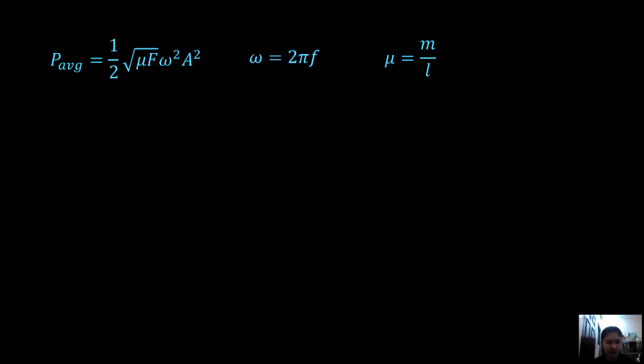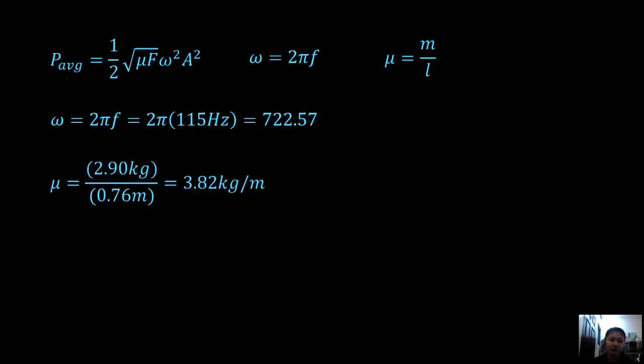So the omega would be equal to 2 pi multiplied by the frequency, and the frequency is 115 Hz, and calculating that, we would get 722.57 Hz. And for the mu, we know that it is mass divided by length. So the mass of the piano wire, which is given in the problem, is 2.90 kilograms divided by the length, which is 0.76 meters. So the value for mu would be 3.82 kilograms per meter.